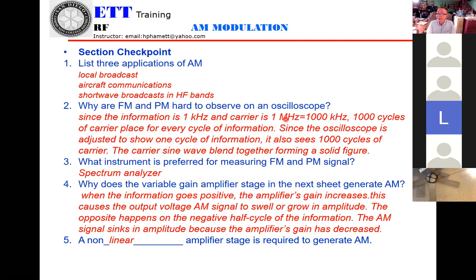This causes the output voltage AM signal to swell or rise in amplitude. And the opposite happens on the negative half cycle of the information. The AM signal will shrink. The gain is now going down in amplitude because the amplifier gain has decreased. The next page will make it more clear for you.